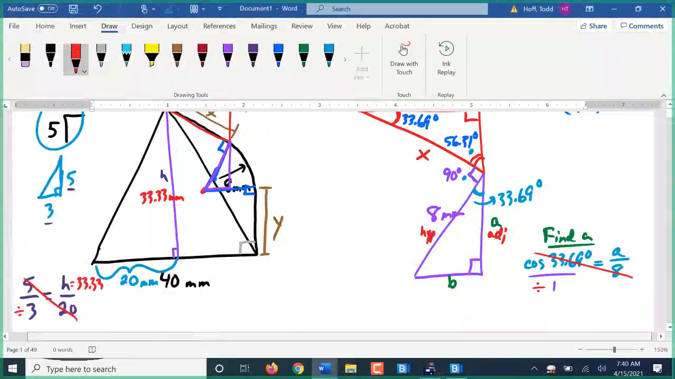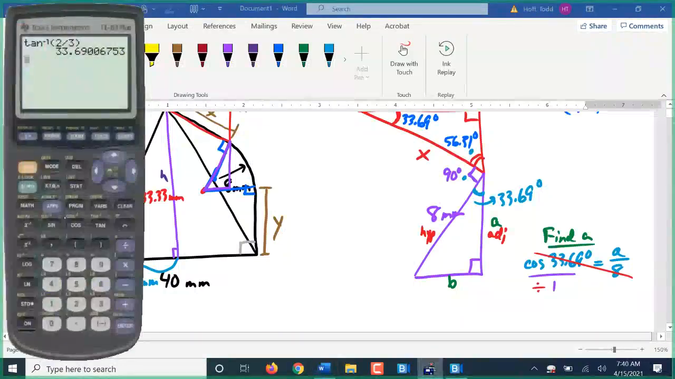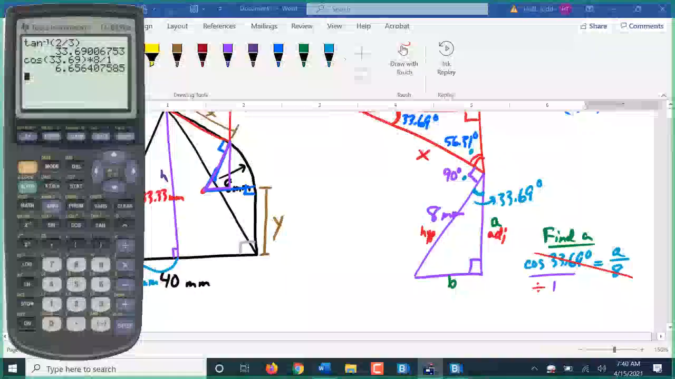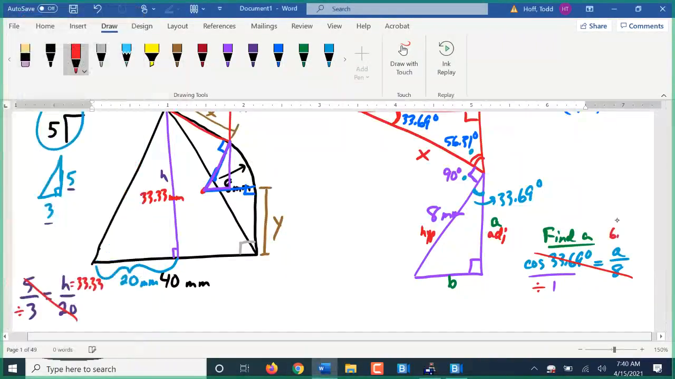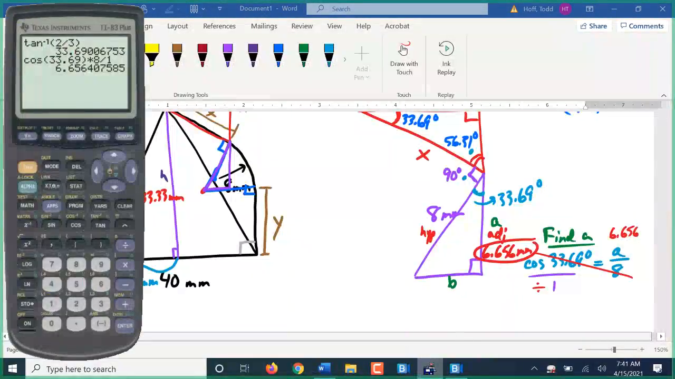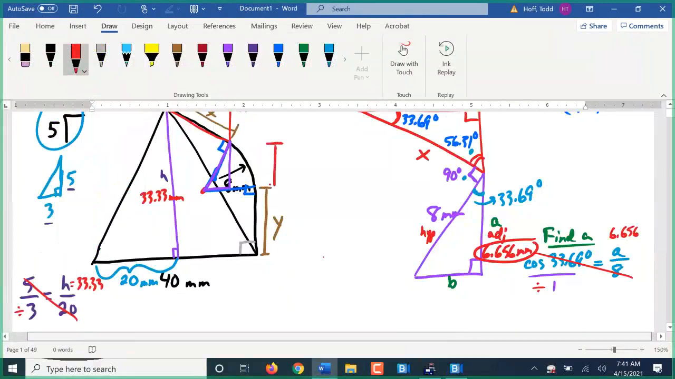So we have the cosine 33.69 degrees times 8 divided by 1, giving us 6.656 millimeters for A. So that is that vertical dimension. That would be this piece right here.